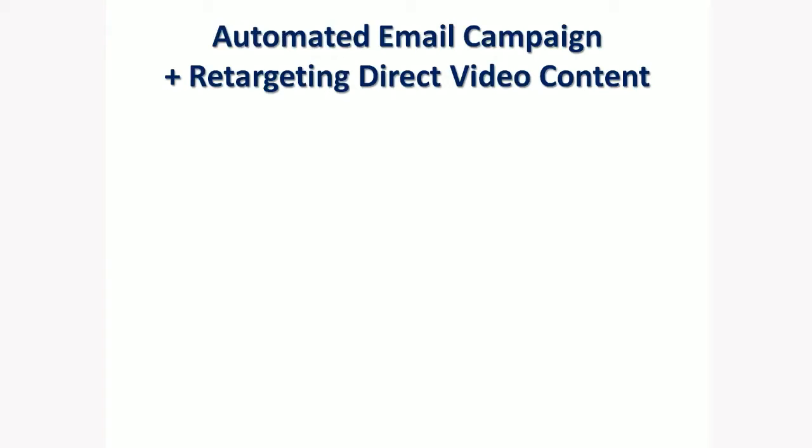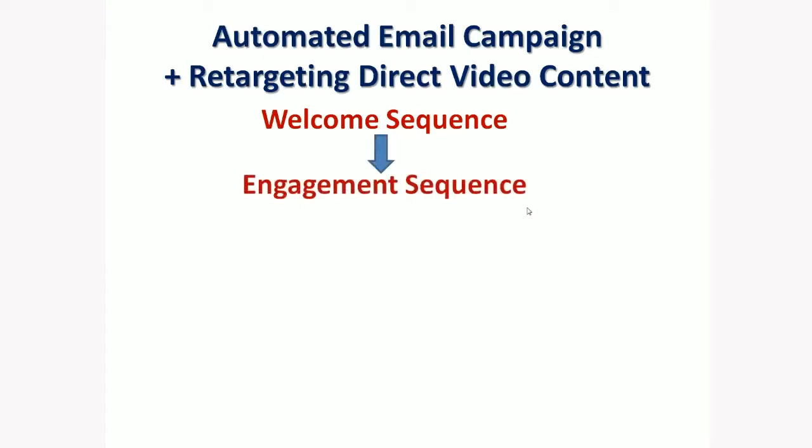Now, your automated email campaign should always start with a welcome sequence. You're going to introduce yourself, introduce who you are, why you do the things you do, all those sorts of things, and some of your best content. That's going to lead to an engagement sequence.